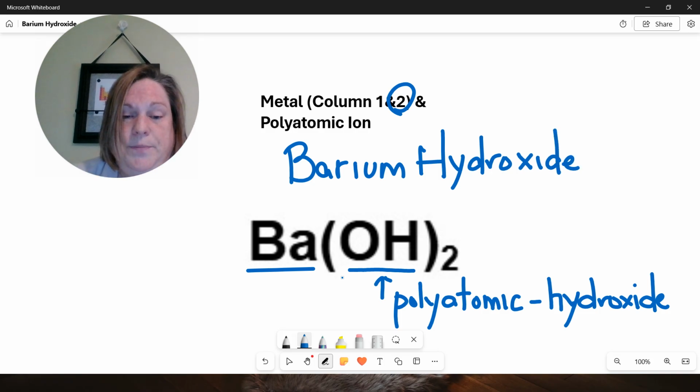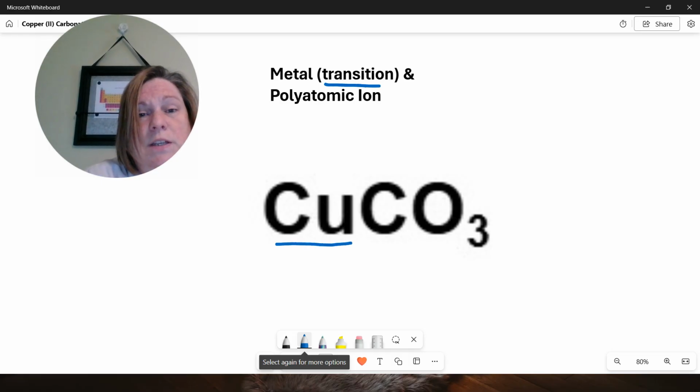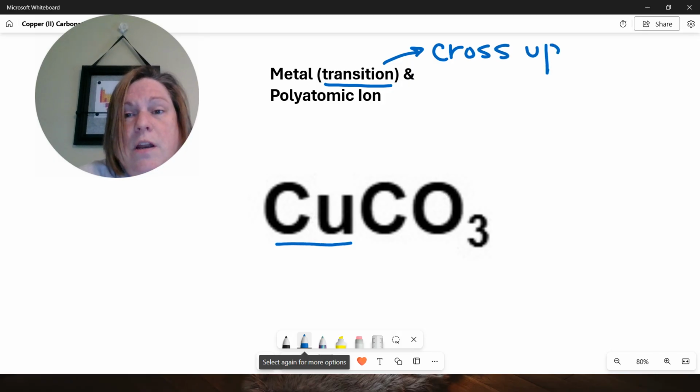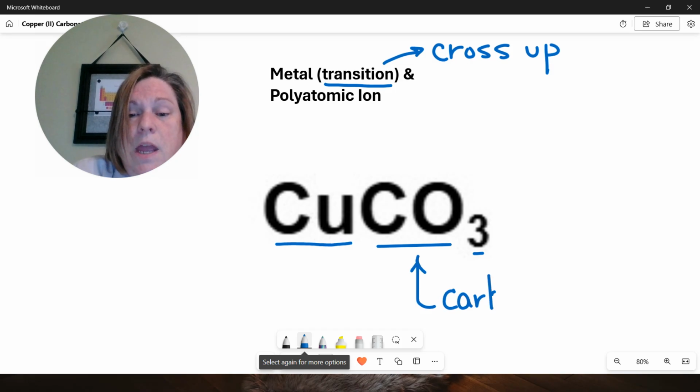Let's look at the next one. In this compound, we again have more than 2 capital letters. The metal that is found here is found in the transition metal portion of the periodic table. Therefore, we will have to use cross-up to use Roman numerals. The other portion of the compound, a capital C and a capital O with a 3, is a polyatomic ion, and we need to look at our chart. When we look at our chart for polyatomic ions, this is carbonate, and that 3 is part of its formula.